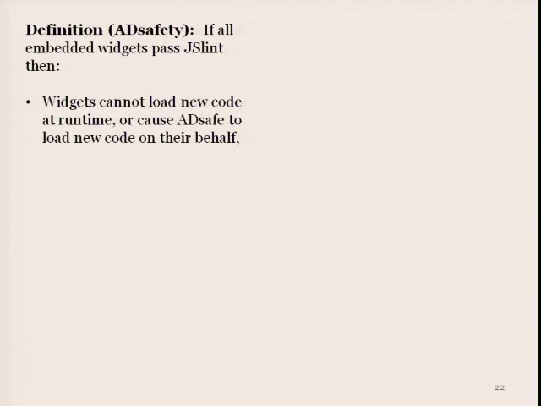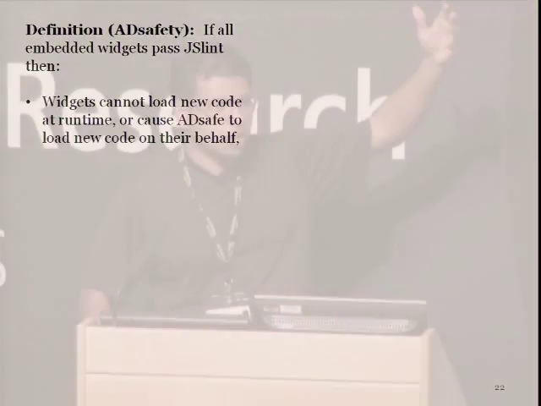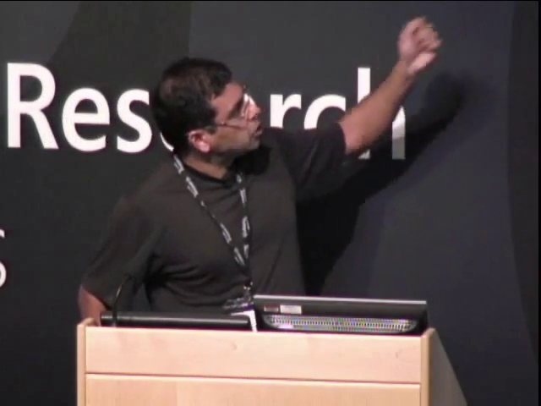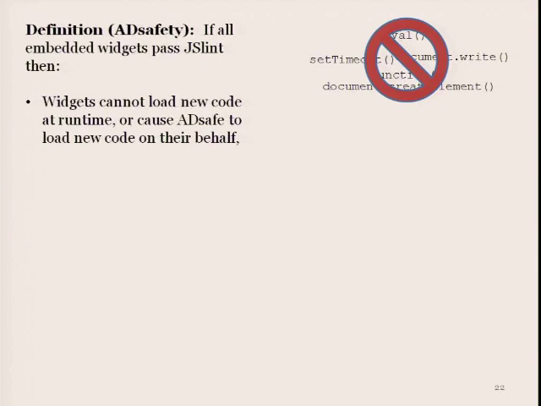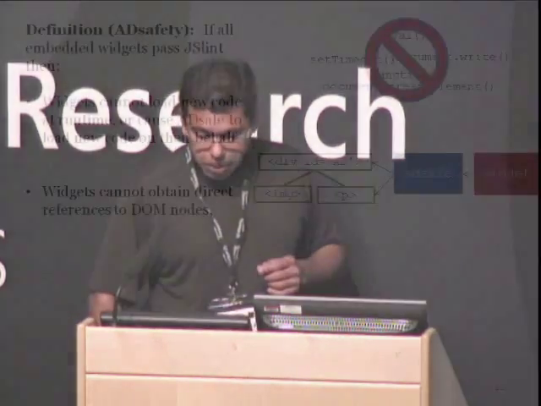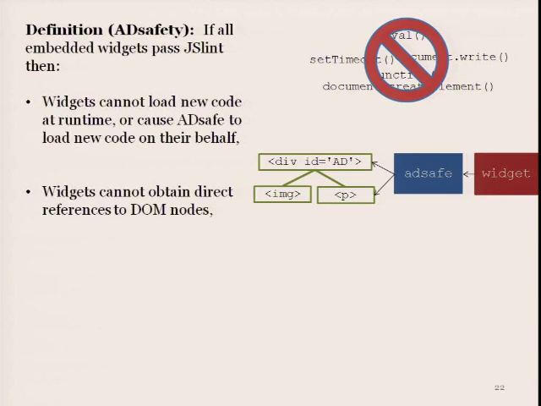The assumption is that you've passed JSlint, you've passed the static check. If you pass the static check, you can't load new code at runtime, essentially no eval or eval-like things. So if you pass the static check and you link against the reference library, then: no evals. Widgets can't obtain direct references to DOM nodes.